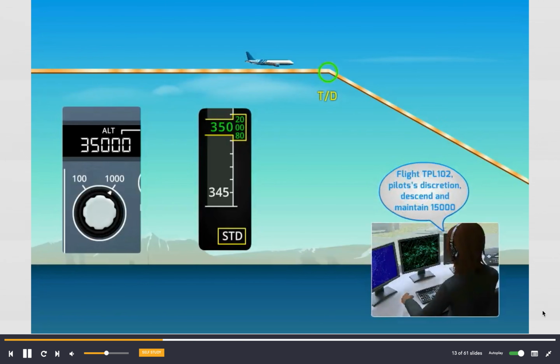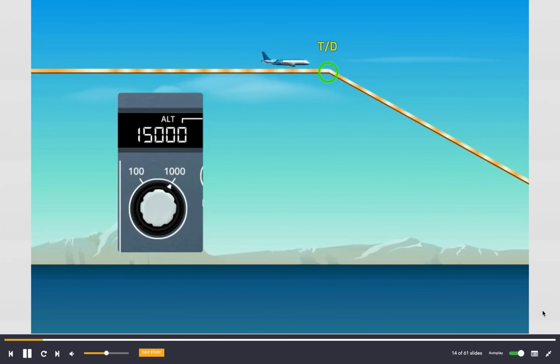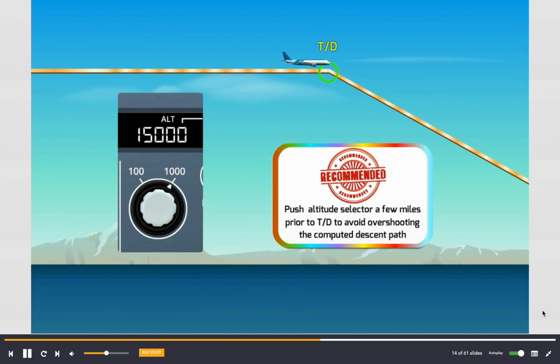After receiving the ATC clearance, reset the FCU altitude. When you reach the top of descent point, push the FCU altitude selector knob. In situations of high cruise Mach number or strong upper-level winds, it is recommended to push the altitude selector a few miles prior to the top of descent to avoid overshooting the computed descent path.